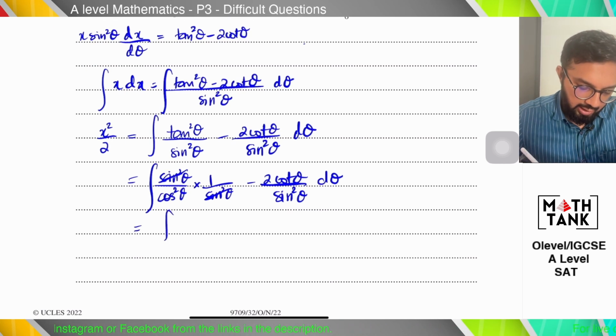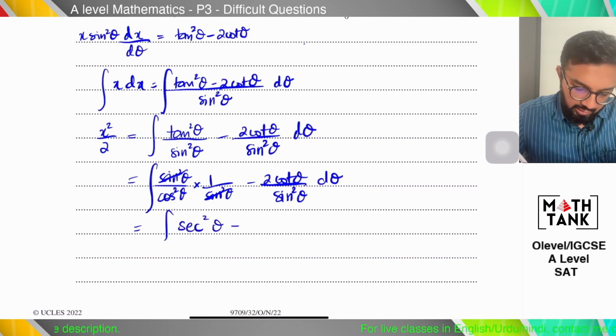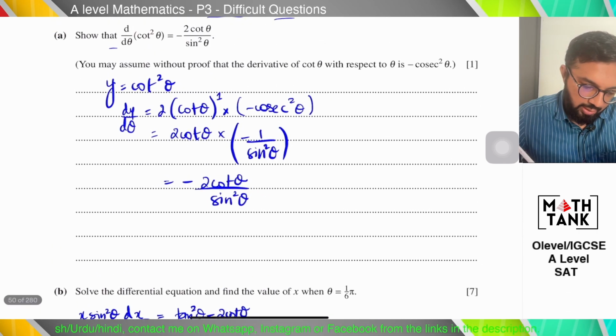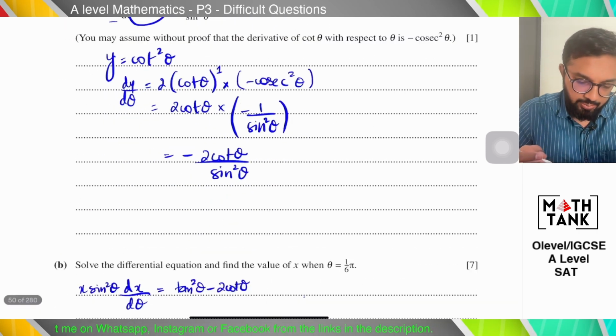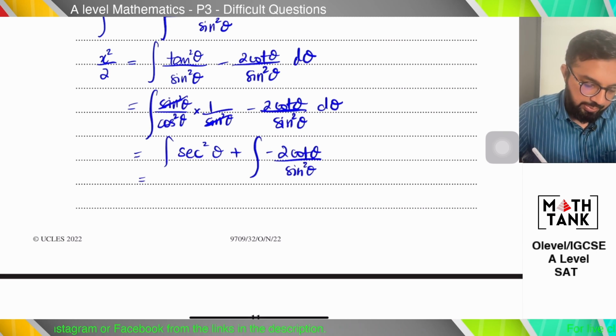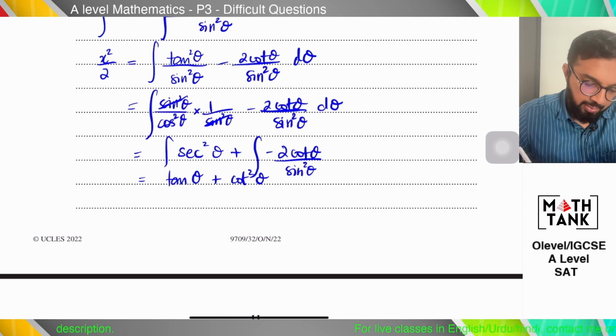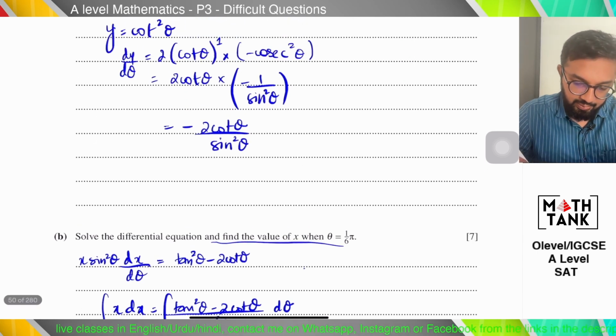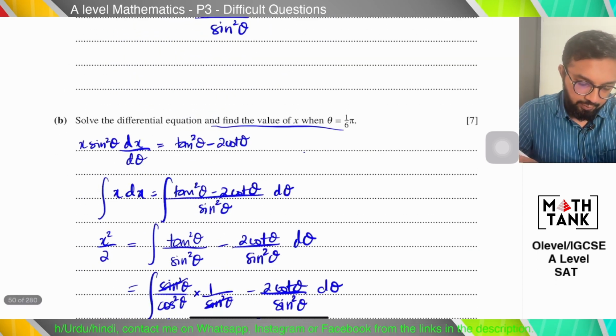Okay, then I have 1 over cos square is sec square theta, and can I put a separate integral sign here and say that this is what we differentiated up top? This is the same differential that you got. So if I were to integrate this, I would get cot square theta. So sec square theta integrates to tan theta, and that integrates to cot square theta plus c. So x square over 2. And then I have to find the value of c and find the value of x when theta equals pi over 6. So x is 2 and theta is pi over 4 first.